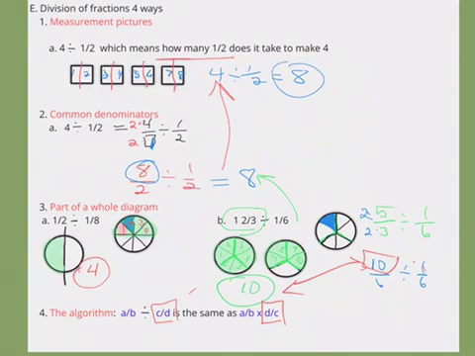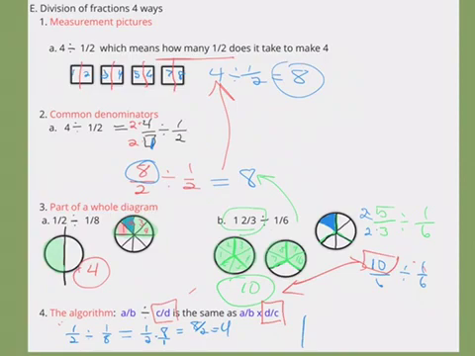So what that would look like from 3a, we had 1/2 divided by 1/8. What that would look like is 1/2 times 8/1. That gives me 8/2, which is 4.